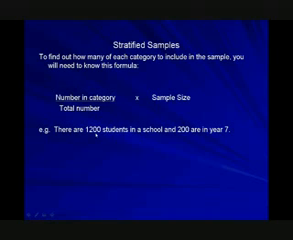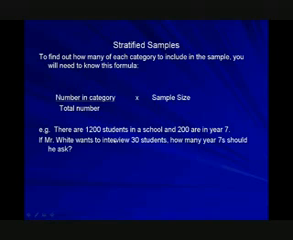There are 1,200 students in a school, and 200 are in year 7. If Mr. White wants to interview 30 students, how many year 7s should he ask? So you just need to plug these numbers into the formula, and you should know this formula off by heart. Number in the category, in other words, number of year 7s, is going to be 200. Total number of students in the school, 1,200, times the sample size, times 30.